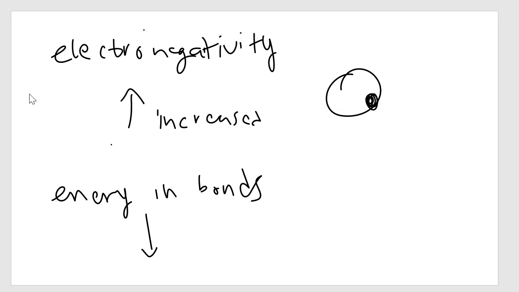And then if you wanted the opposite effect, if you decrease the electronegativity and you have the atoms further apart from each other, we would have more energy in bonds, which would mean that the delta H would be increasing. But in this example that I wrote out, where the electronegativity increases and the energy in the bonds decreases, your delta H would be negative.